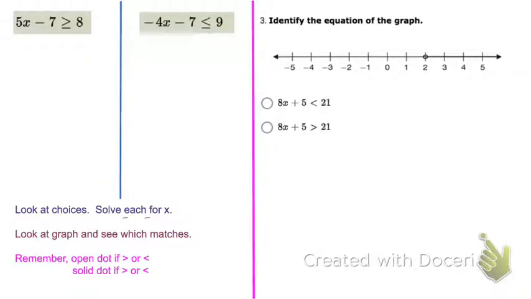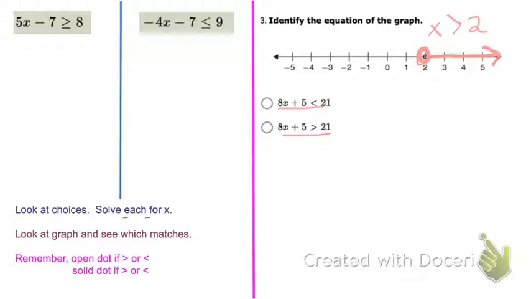All right, let's look at this one. On the right here, you are given a graph. It has an open dot at 2, and everything bigger than 2 is shaded. So everything greater than 2, but not equal to 2. They're giving you 2 different inequalities, and what you need to do is solve both of them and see which one gives you x is greater than 2, not equal to 2 because it's an open dot.